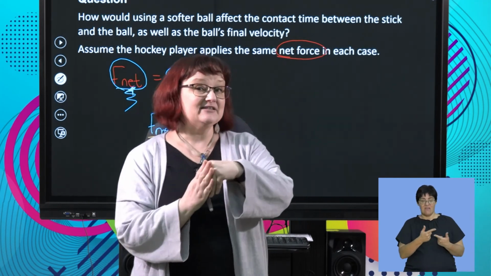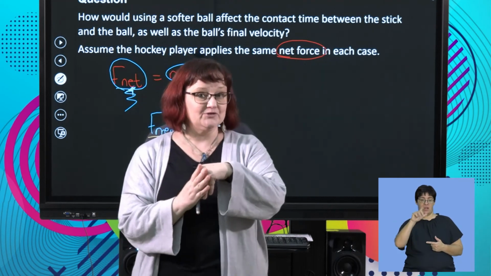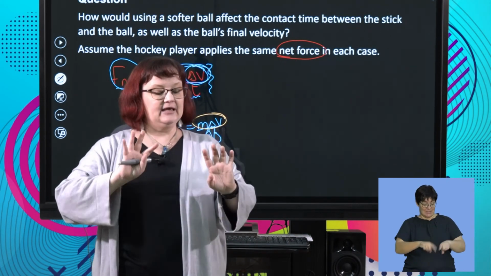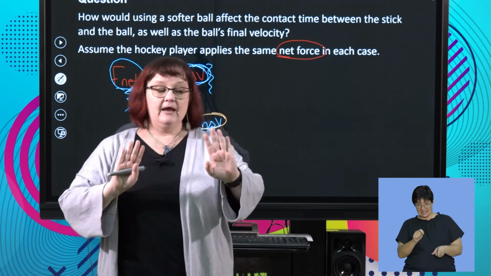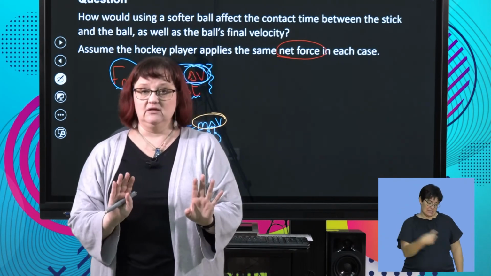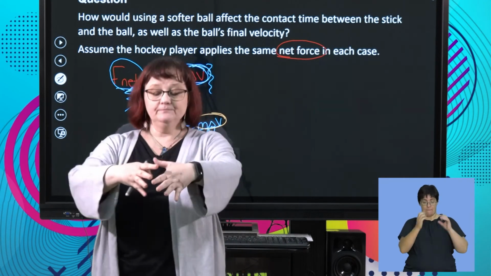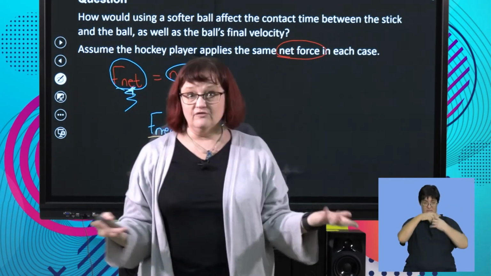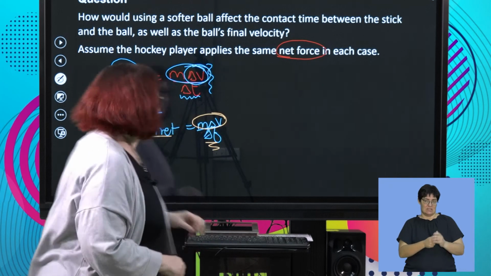And we're actually going to spend time on that when we get to impulse, because that difference in time and F net becomes very important when we look at car safety and why we wear seat belts and why we need airbags and all of those sort of things, okay?